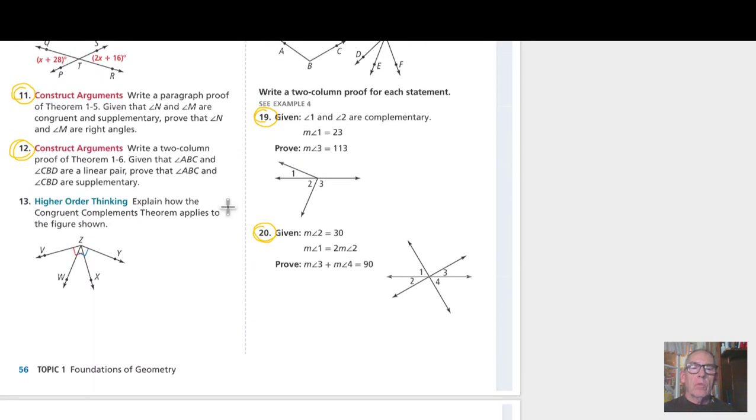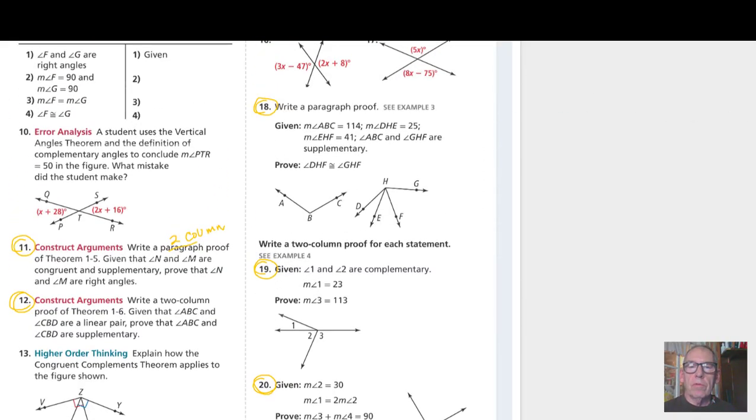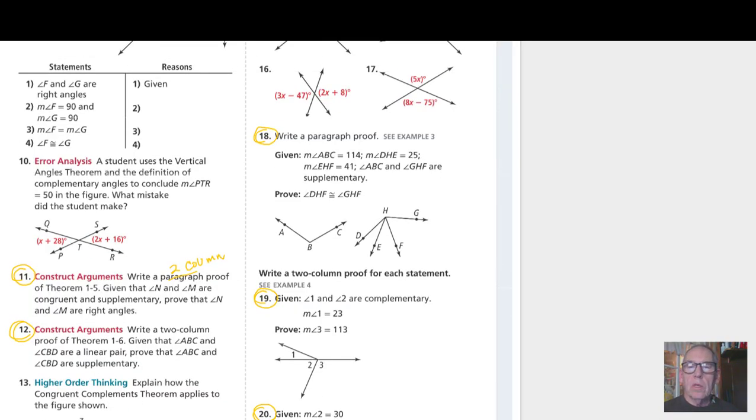Number 11, they tell us to write a paragraph proof, but we're going to actually focus on two-column proofs. So we're going to write a two-column proof of theorem 1.5. Given that two angles are both congruent and supplementary, then they're right angles. We're going to do a two-column proof for theorem 1.6, which is if you have a linear pair of angles, then they are supplementary. We're going to do a proof of number 18.